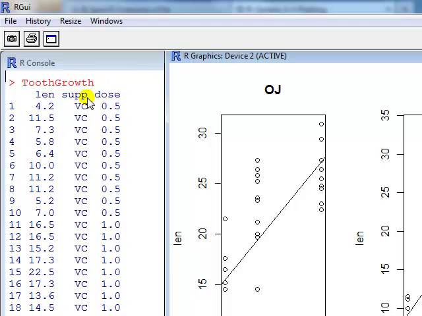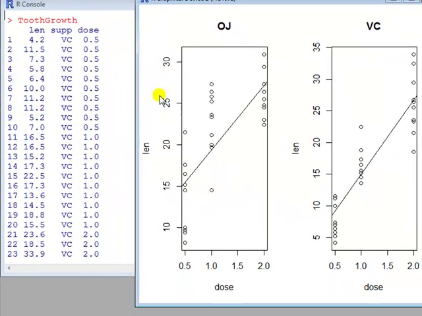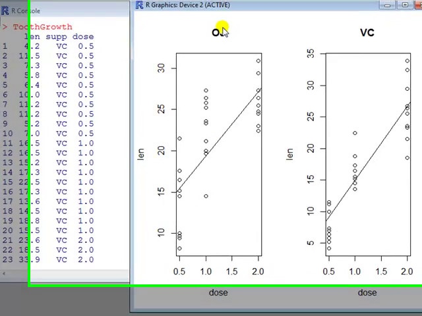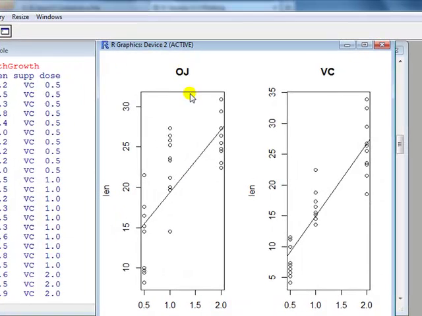The X variables are supplement and dose, and what we did was regress length on dose, length being continuous and dose assumed to be continuous. Supplement, orange juice versus VC, is not continuous, it's categorical, so we ran two regressions, one for the orange juice supplement and one for the VC supplement. Then the question was, does there appear to be a difference in the effect of the supplement on the relationship between dose and length?